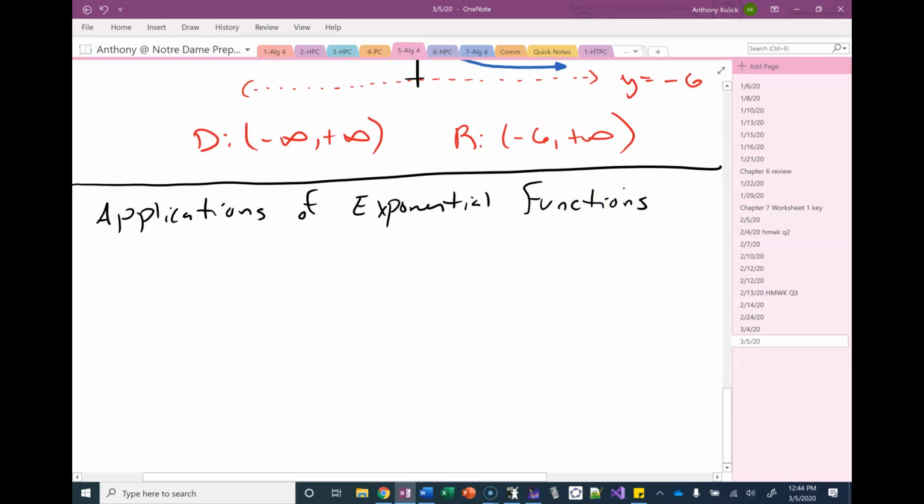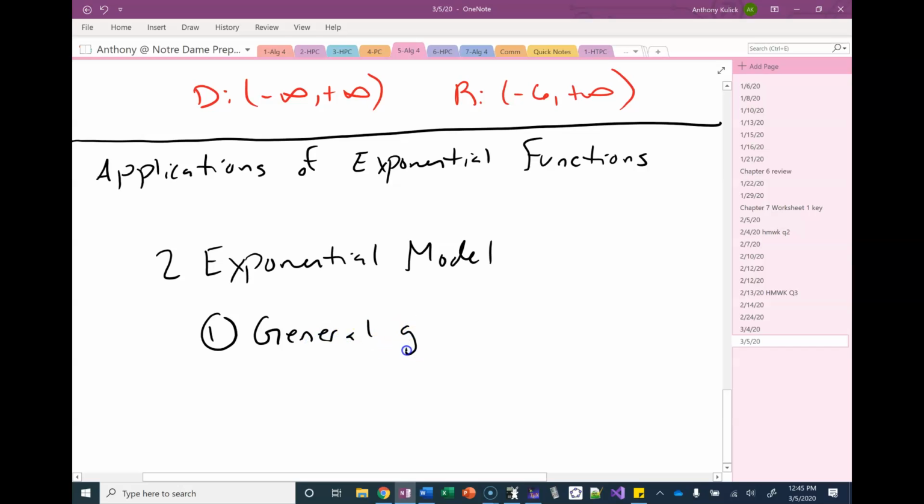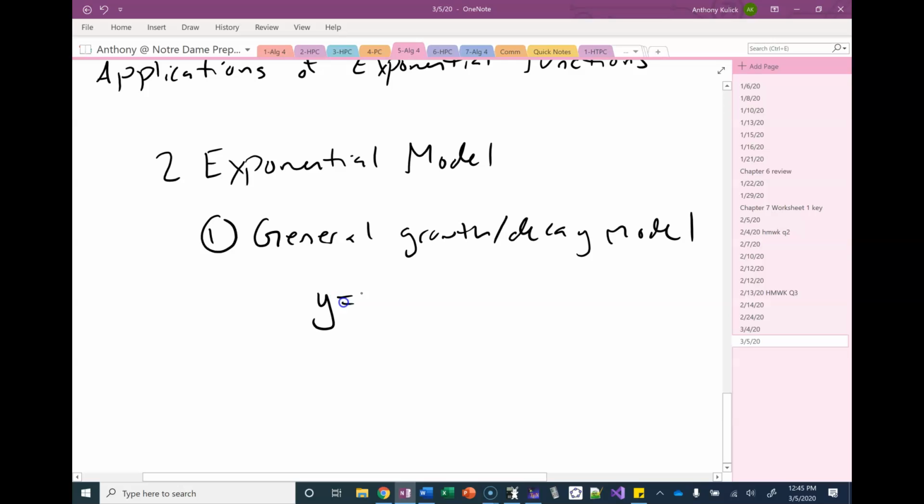So today we're going to talk about some applications of exponential functions. There are two general exponential models that we'll use. The first one is the general growth or decay model. And the equation for this model is y equals a times 1 plus r to the t.